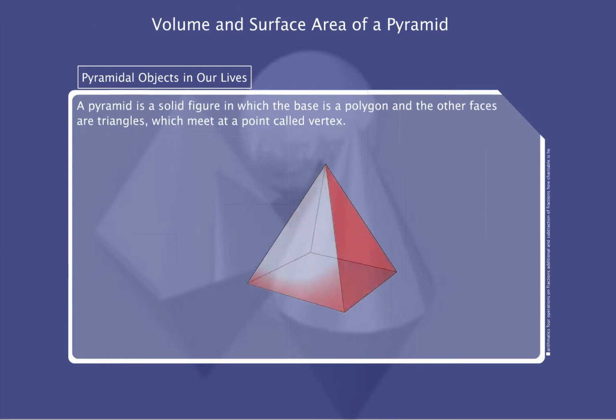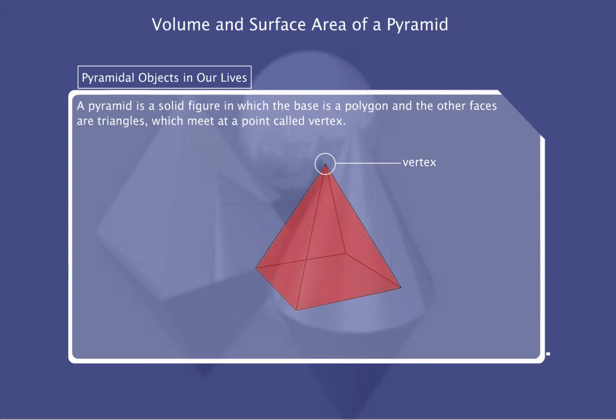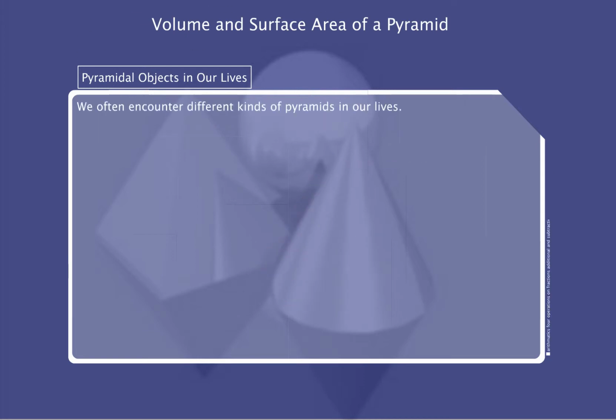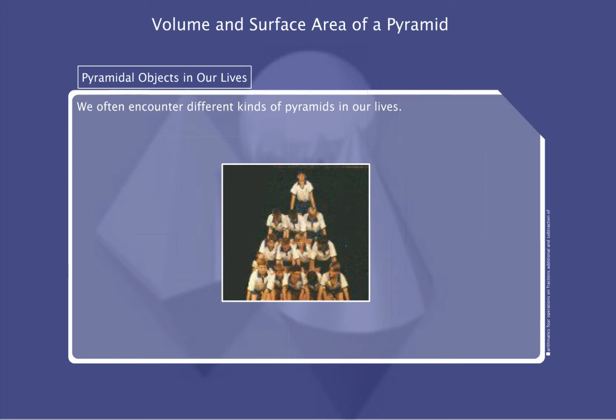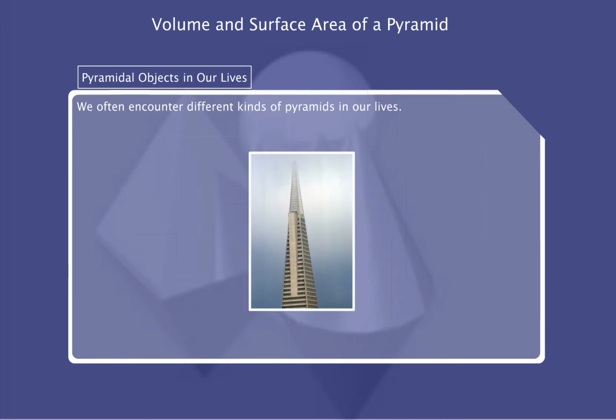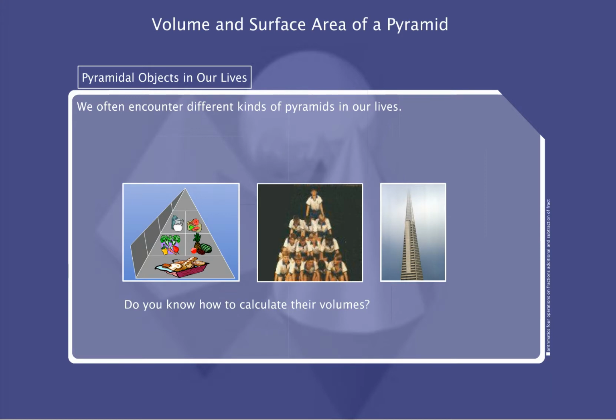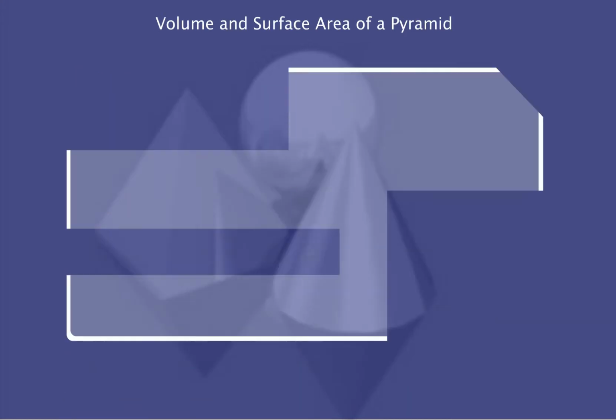A pyramid is a solid figure in which the base is a polygon and the other faces are triangles, which meet at a point called vertex. We often encounter different kinds of pyramids in our lives. Do you know how to calculate their volumes?